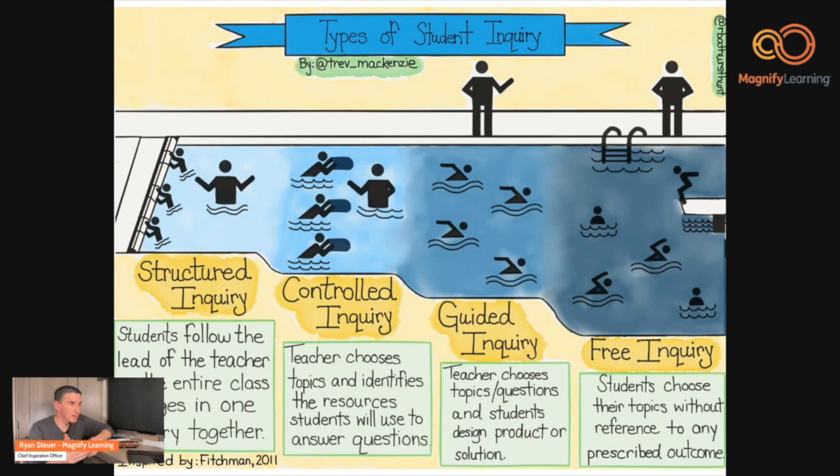And then as you go farther down, you see where the diving board is. Now we're in free inquiry. Again, the facilitator's on the side of the pool. Some kids are treading water. Some are jumping off the diving board. Others are swimming. So there are different levels of activity. Students choose their topics without reference to any prescribed outcome. Free inquiry. They're free to investigate. They're free to find their solutions.